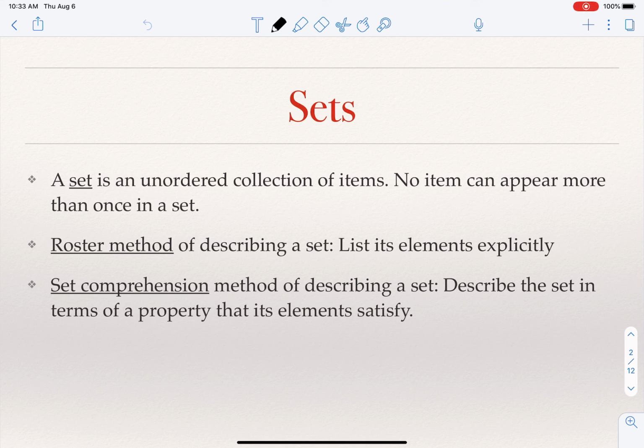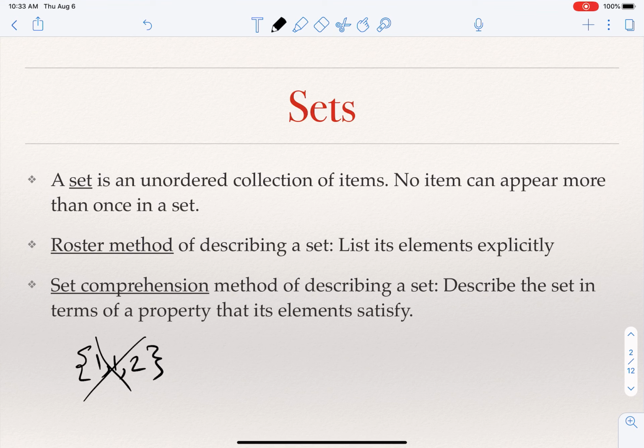One very important point to make here is that no item can appear more than once in a set. So for example, this is not a proper set, because one appeared more than once. Now, there are two ways of describing sets.